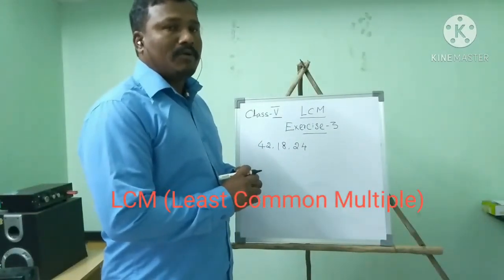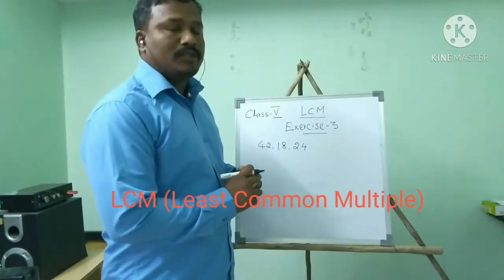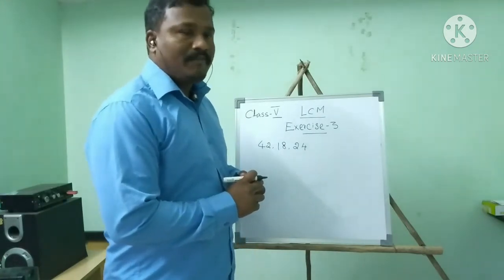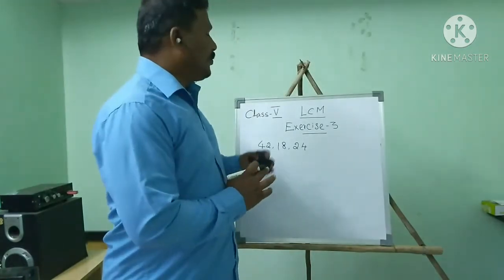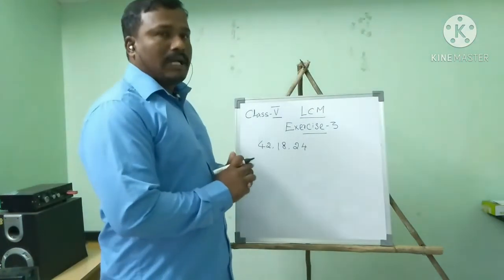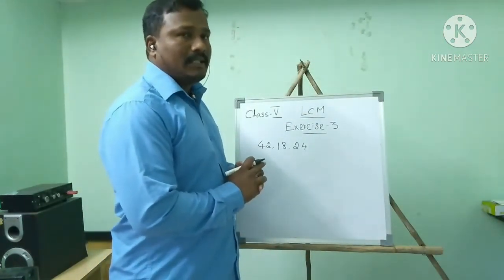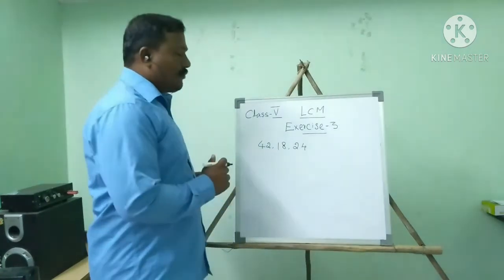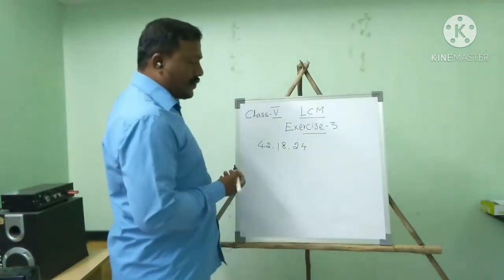Last video we talked about how to find the LCM using prime factorization. Now we find the LCM using the prime factorization method. You know very well there are two methods, prime factorization and the normal division method. Now we are discussing the prime factorization method. Let's find the LCM of the given numbers 42, 18, 24.